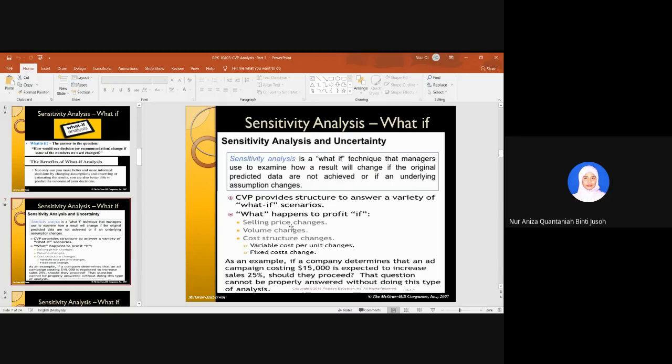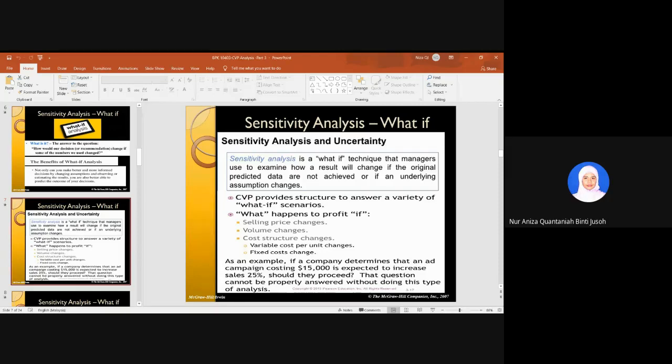What if can also be used if the volume changes. If the company or the organization targets a certain new amount to be achieved, you can also use this what if scenarios application. And if, for instance, you change the selling price, you can also use this what if situation calculation. So let's look at an example of the what if application.